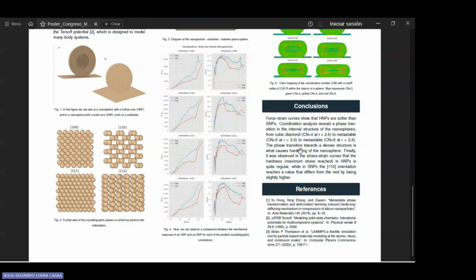So for conclusion, the force strain curves show that hollow nanoparticles are softer than solid nanoparticles, and the coordination analysis said that a phase transition in the internal structure of the nanosphere is observed, leading to hardening, and the stress curves indicate that hardness of hollow nanoparticles is more regular compared to solid nanoparticles. Specifically, the 110 orientation shows a slightly higher hardness. And that's all. Thank you very much.